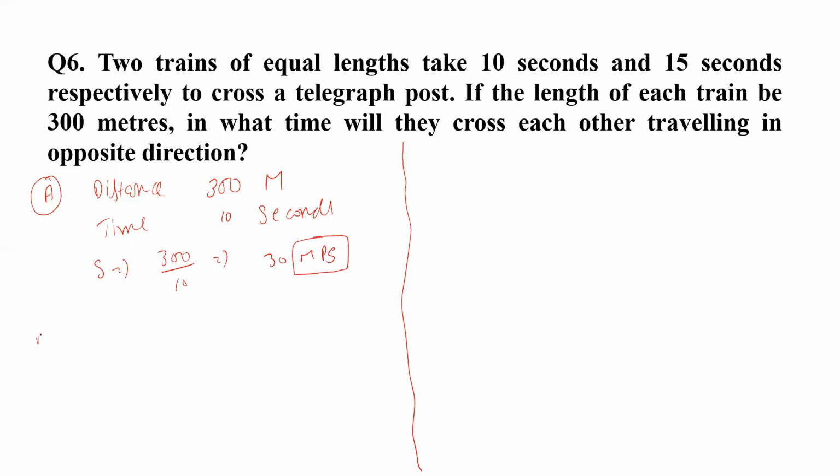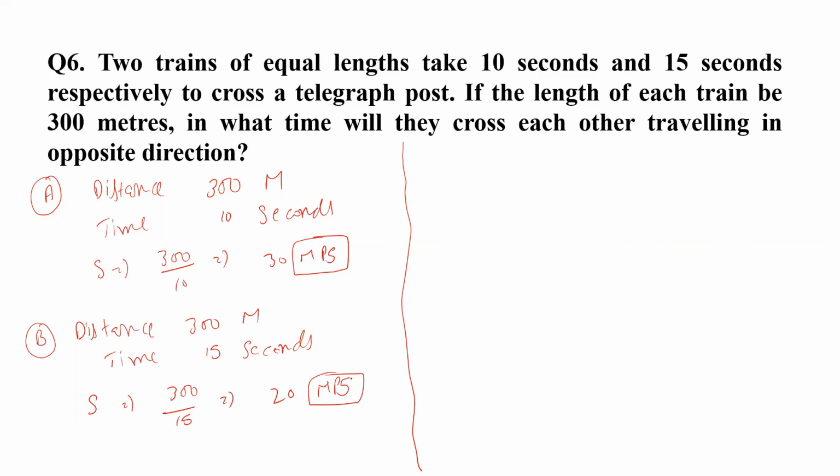Secondly, for the second train, the distance is the same, 300 meters, and the time is 15 seconds. We can easily find the speed of that as well: 300 divided by 15 gives 20, and 20 meters per second is going to be the speed of this train. So we have got two different speeds for the different trains.